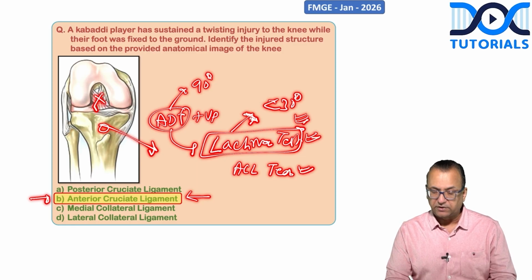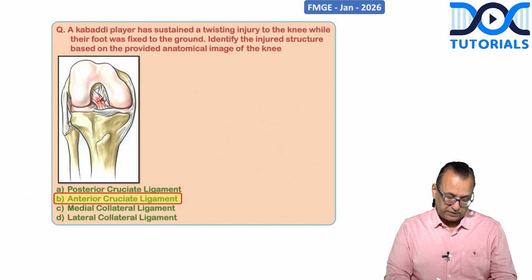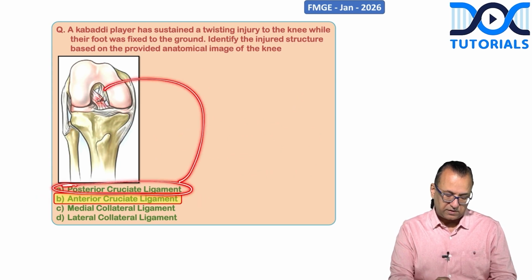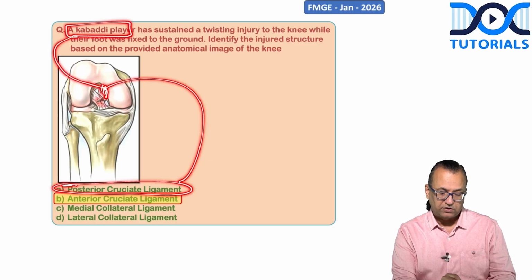Lachman test again comes as a question. So we'll keep our answer as ACL. Why not PCL? Because PCL appears intact. Anyway, the history is not giving the detail of PCL. PCL injuries are dashboard injuries, and the PCL is stronger. ACL injuries are more common, they are less strong, they are weaker ligaments.